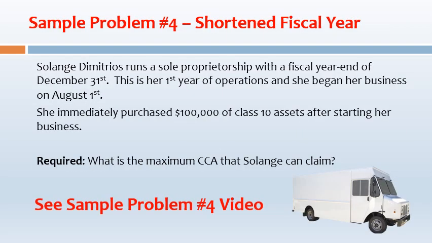I've got another problem here that deals with what happens in respect to CCA when we have a shortened fiscal year, meaning you've got the first year of business or the last year of business for a proprietorship. So you can go ahead and check that out at sample problem number 4 in D2L.